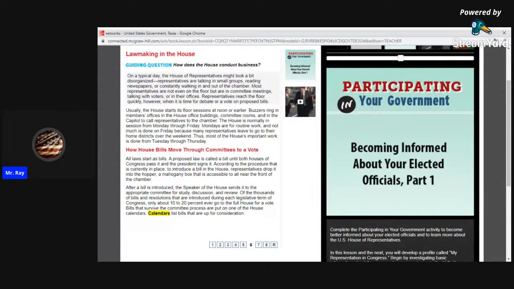So if you ever go to Washington, D.C. and go to the House of Representatives, it looks very disorganized. People are running here, there, and everywhere because they're in and out of meetings, talking to voters. And then on Fridays, usually they're going home because not all of them live in Washington, D.C., right? Because they're from all over the country.